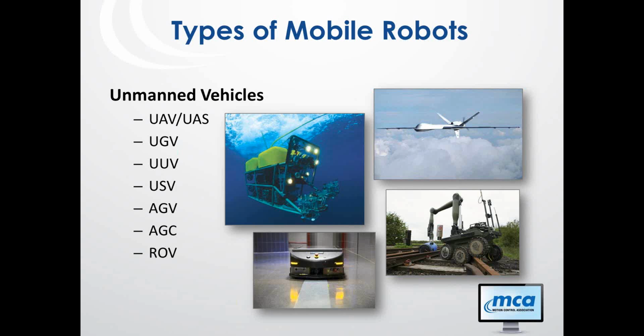Then you have AGVs, which are automated guided vehicles, and then AGCs, which are automated guided carts. Cart and AGV are very similar, where a cart is typically going and it's a tug. It goes up to something else and hooks onto it and pulls that, whether it's a little trailer behind it or it's actually carrying the load on top of it. And then ROV is a remotely operated vehicle. So these are all just types of unmanned vehicles.